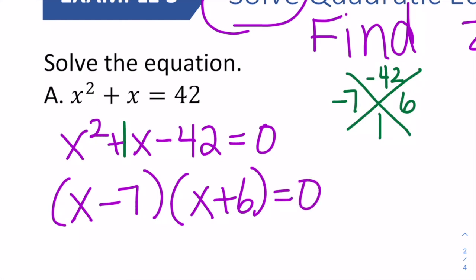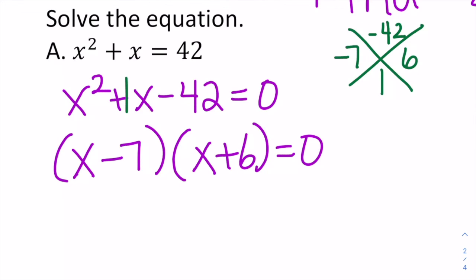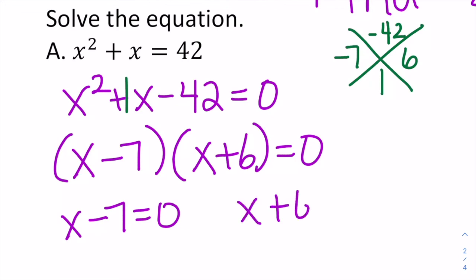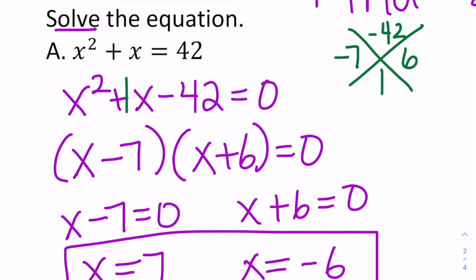And we can double check that by foiling this out. Our second step was to factor, and our third step was to set each factor equal to 0. So our solutions, when we solve it, we'll have two answers because this parabola has two x-intercepts. The zeros are x equals 7 and x equals negative 3.